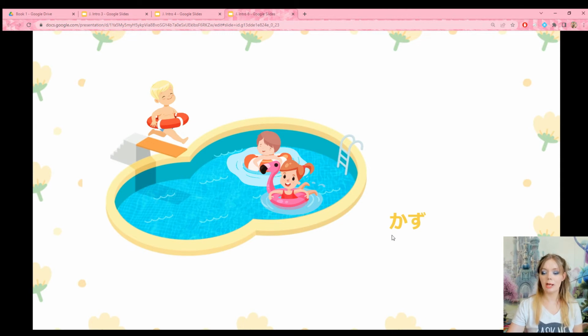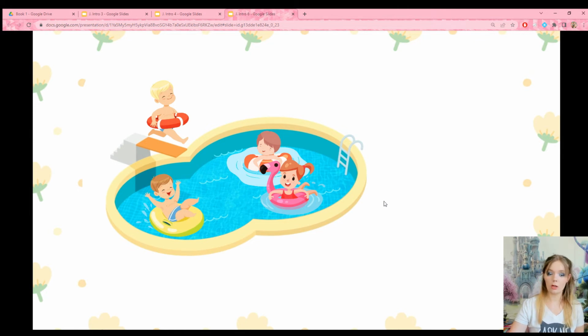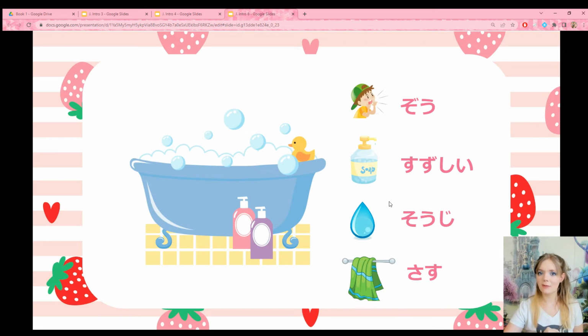Last one we have, oh look, be careful, it has a dakuten. What is it? Kazu, kazu, kazu. This means numbers. All right, everybody is in the pool. Good job. Let's give our dog a bath.